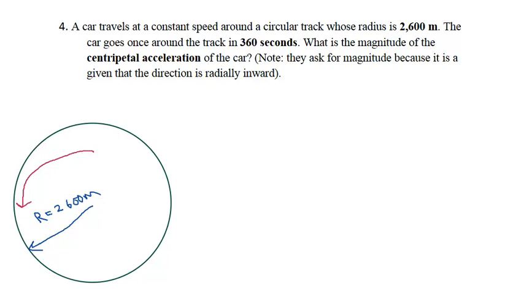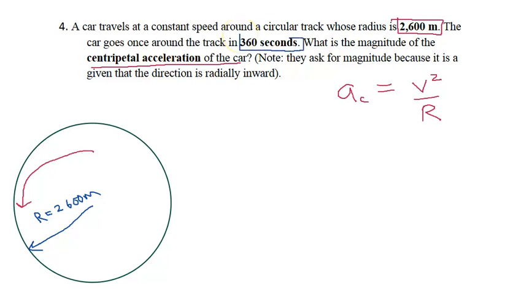Okay, question 4 says, what is the centripetal acceleration of the car? And so the first thing you're going to realize is, okay, my centripetal acceleration is a plug and chug formula, v squared over r. And you certainly have the radius of the track, but you are not given the velocity. So you want to use logic to figure that out.